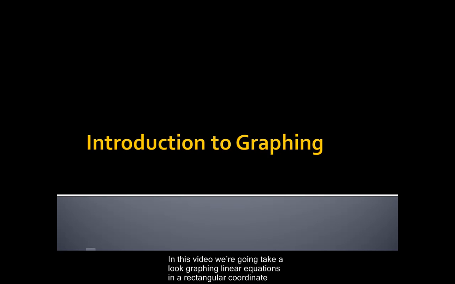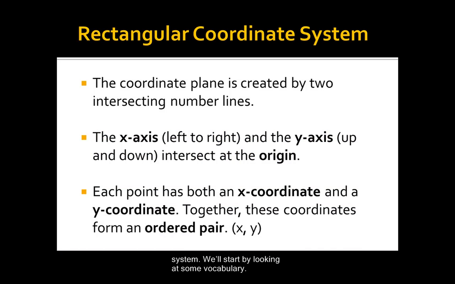In this video, we're going to take a look at graphing linear equations in a rectangular coordinate system. We'll start by looking at some vocabulary. The rectangular coordinate system is the system we use when we graph with an x and y axis. So you've probably done this before.